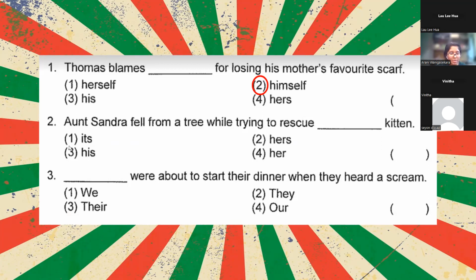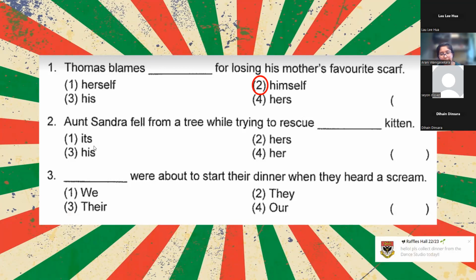Okay, so why can't you say its? Because Aunt Sandra is not a place or a thing. Yes, good. Why is it not his? Because Aunt Sandra is a woman, a female person. Yes, she's a female. Very good.